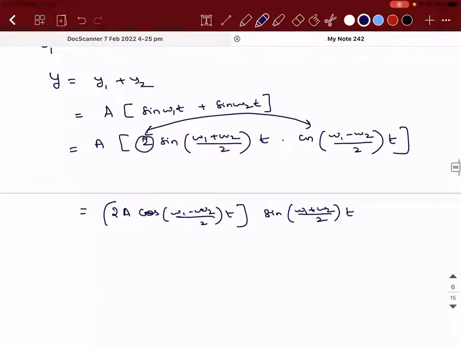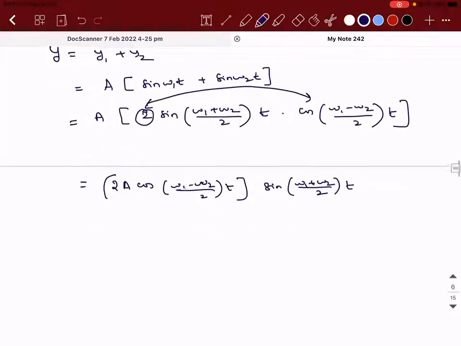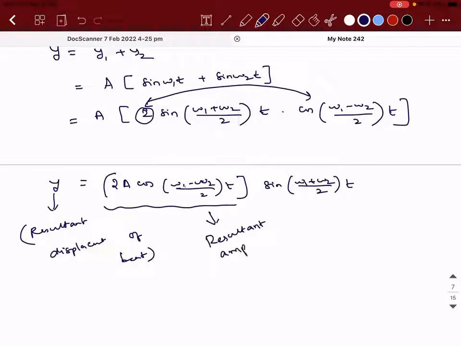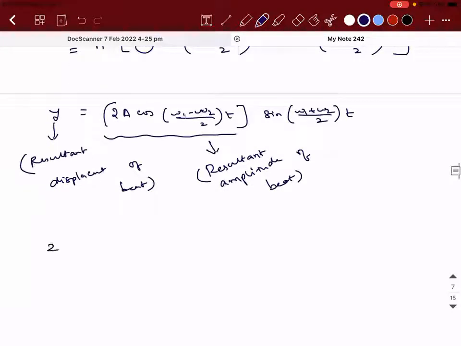Okay. If I take something like this, then this is the resultant displacement of the beat that is getting produced. Okay, this is the resultant displacement of beat. And this part is the resultant amplitude of beat.